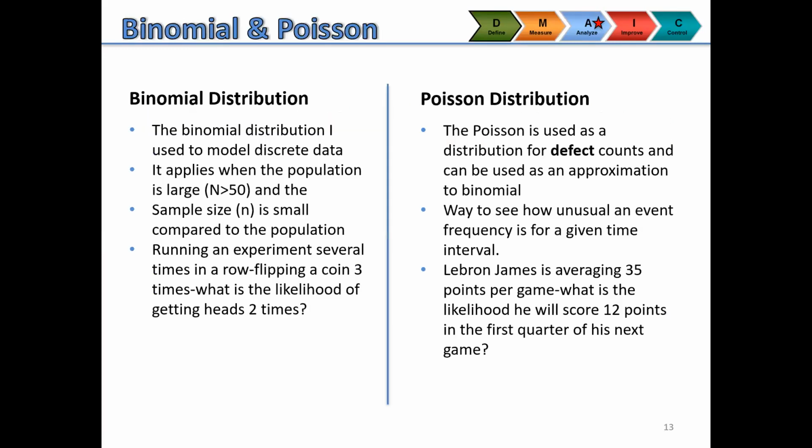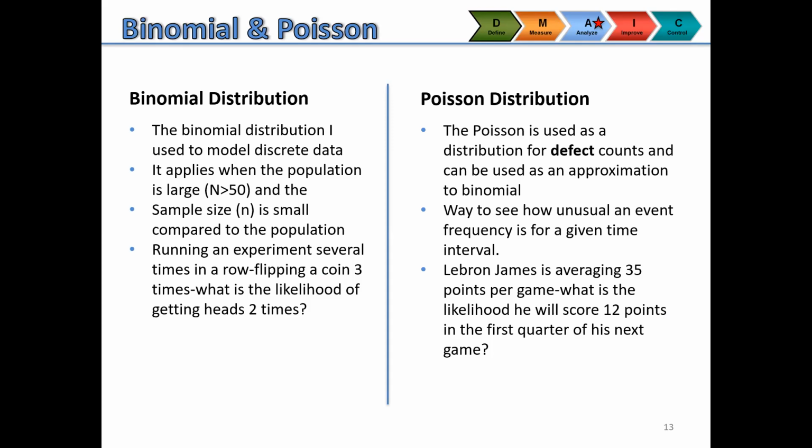Binomial distribution. Now we're talking about discrete data. Both of these are discrete data. Does anybody remember what discrete data is compared to continuous data? These are things that we count, right? So discrete means it's things we count. Continuous means it's things that we can measure. So binomial distribution is to model discrete data.